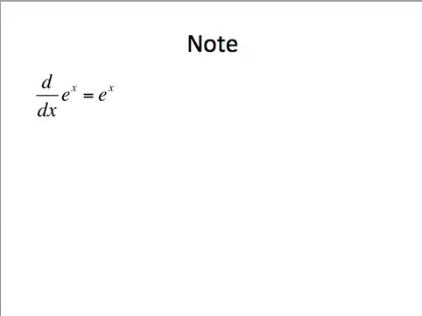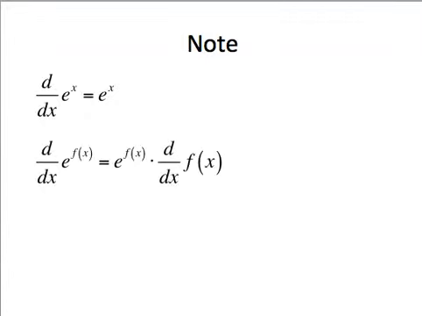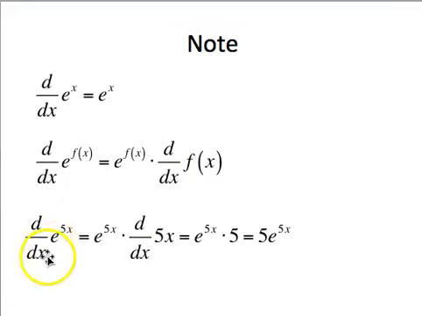Here's a quick note that'll help us do a couple of the problems. Let's recall that the derivative of e to the x is e to the x. And the next thing to consider is what is the derivative of e to some power? The derivative of e to the something is e to the something times the derivative of the something, using the chain rule. So for example, the derivative of e to the 5x would be e to the 5x times the derivative of 5x, e to the 5x times 5, or 5 e to the 5x. That'll be helpful for us as we're doing our analysis.